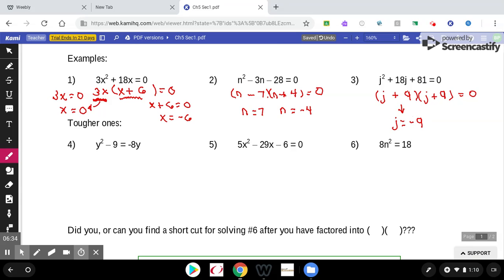Now, what would this second set of parentheses be? Wouldn't that be the same number? Now, if you want to write down negative 9 a second time to remind yourself that you got two answers, that's fine. But there's no reason to. So coincidentally, that guy ends up with the same answer twice.